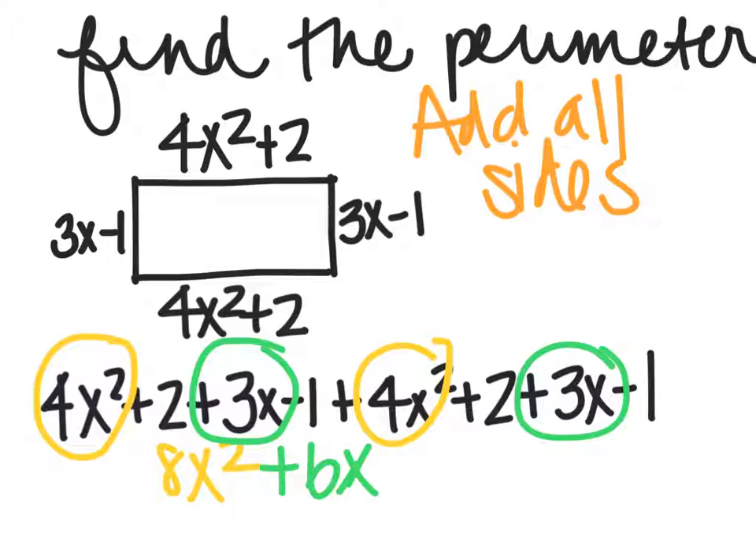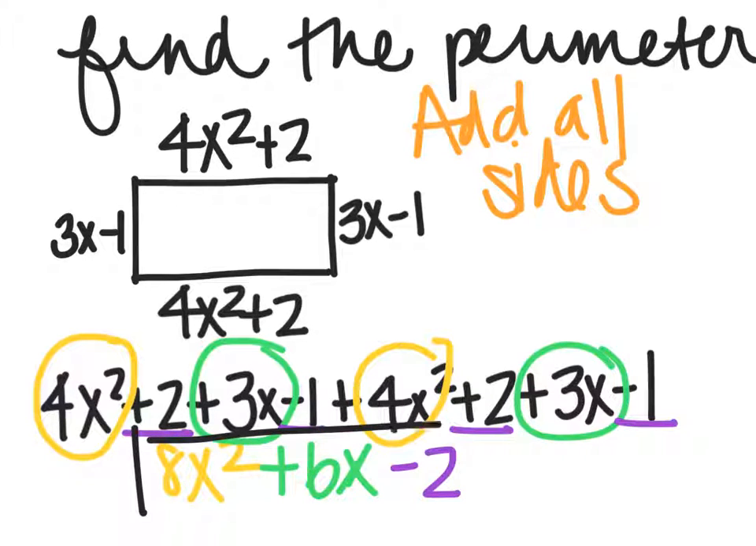Lastly, I have all of my constants. I have 2 minus 1 plus 2 minus 1. Well, 2 minus 1 is 1, plus 2 is 3, minus 1 is 2. So I really end up with plus 2 here. So my final answer is 8x squared plus 6x plus 2.